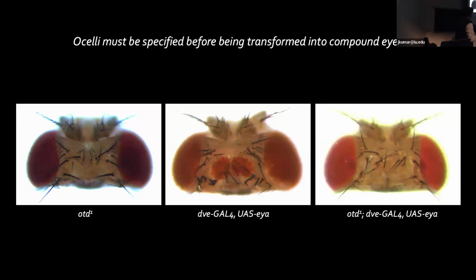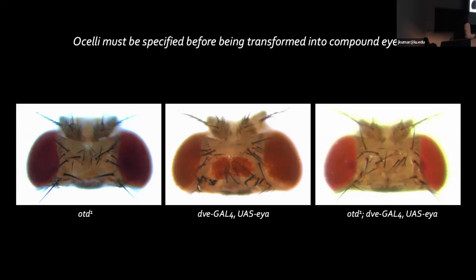So remember I showed you the OTD1 mutant kills the 3 ocelli. So OTD is this early transcription factor that's expressed in that ocellar domain. You actually needed it to specify the ocelli. So if this was not a conversion, if you were simply generating an ectopic eye, you should be able to knock out OTD and then still transform the head epidermis into compound eyes, just an ectopic eye induction.